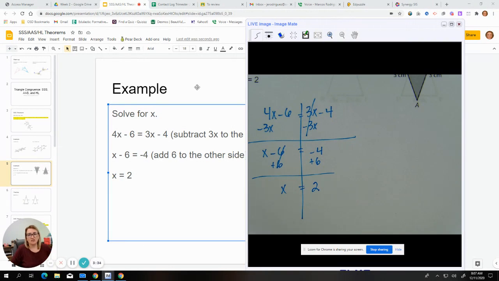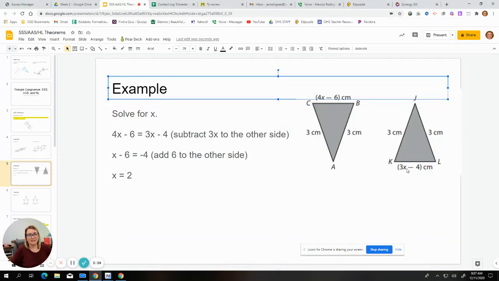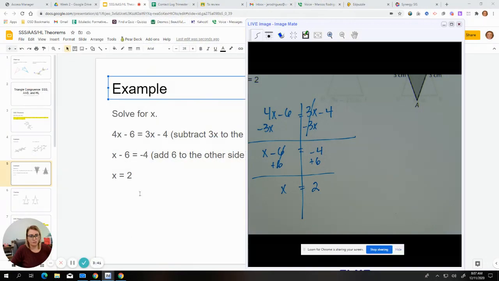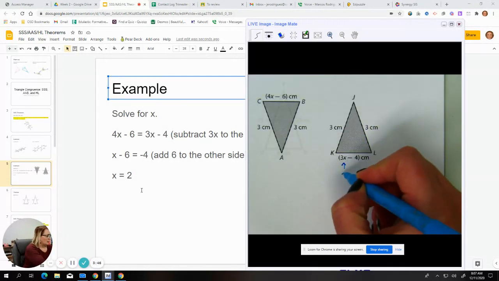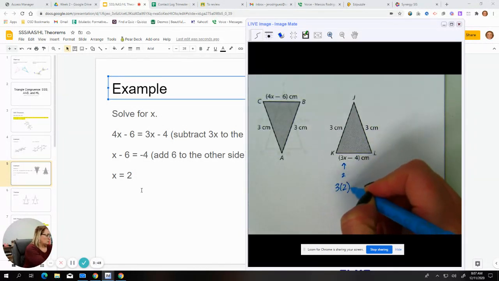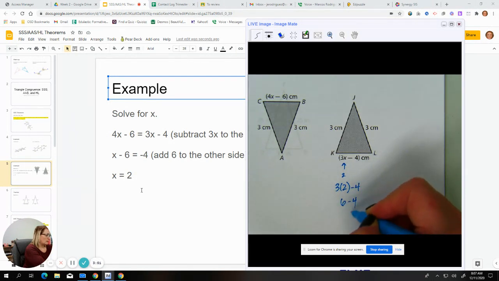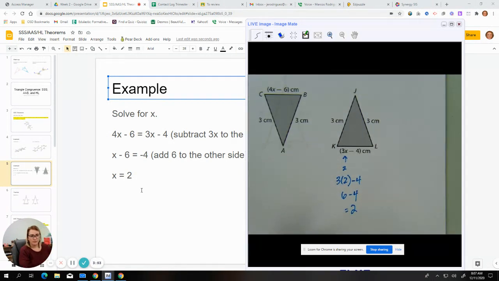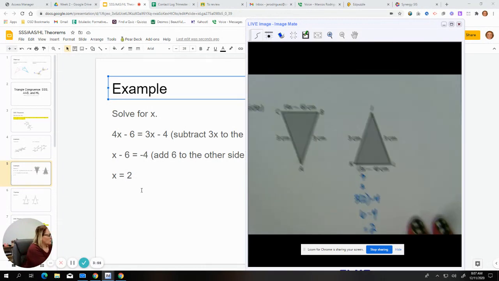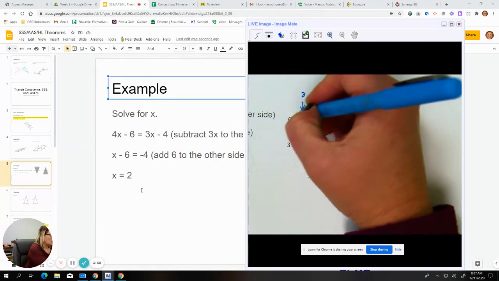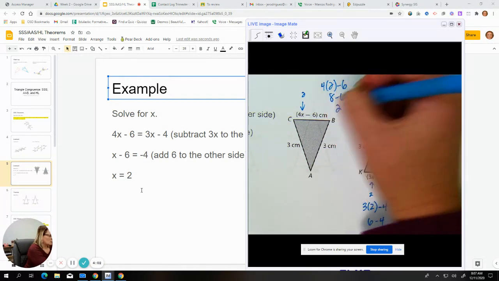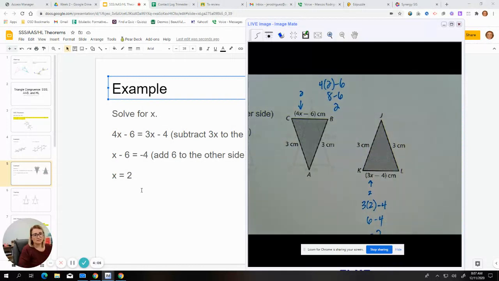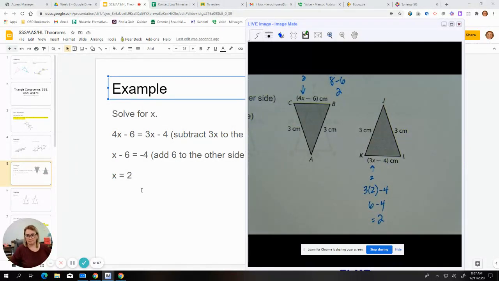Okay, if it actually came back and asked us what the exact length would be, then you would just plug 2 into one of the equations. So for example, we could plug it in here to get 3 times 2 minus 4, or 6 minus 4, or 2. And you're going to know that you did it correct because if you plugged it in up here, you'd have 4 times 2 minus 6, 8 minus 6, or 2. And notice that those sides then are going to be the same.